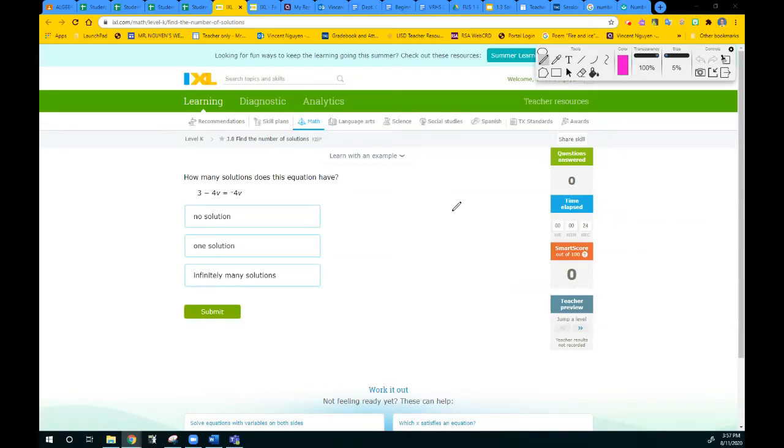Today we're going to be solving equations and determining the number of solutions the equations have, okay? So let's start with this first one. Well, before we start, I think I should review a little bit what it looks like, okay?